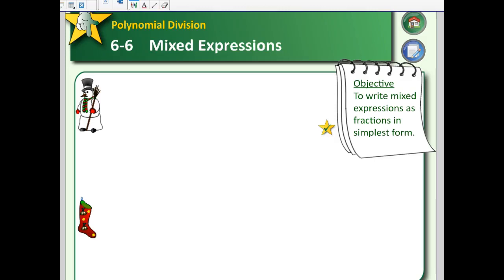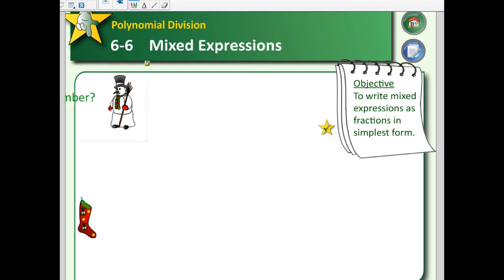Okay, class, we are actually at the last lesson for first semester. Lesson 6.6 is the last lesson as we finish up first semester and get ready for the final. So, mixed expressions.